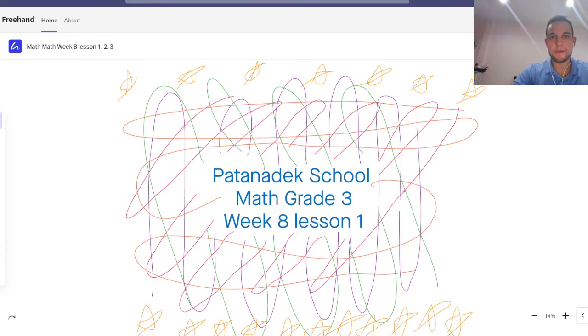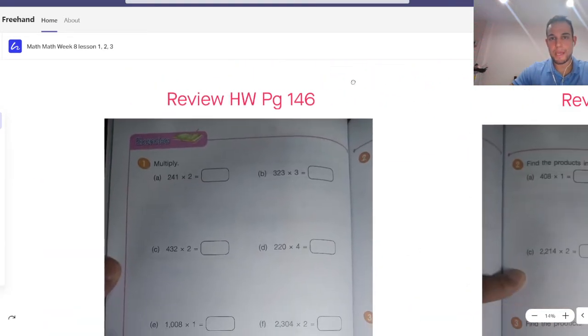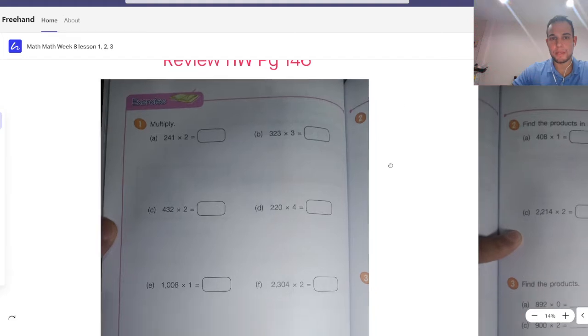This is our Atenadec School Math Grade 3, Week 8, Lesson 1. Let's start with reviewing our homework. We'll start with page 146. Let's see if you got the right answers.